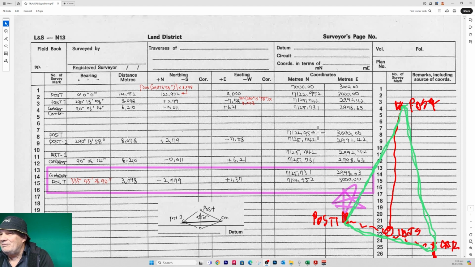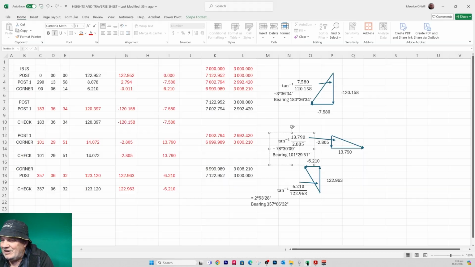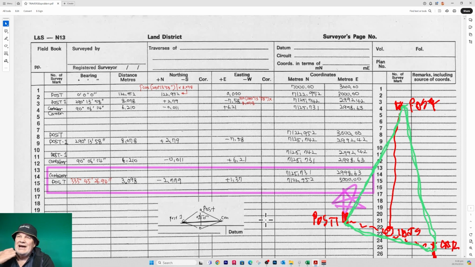Then we've got some little issues down here with what to do. So that's the situation, and I'll put it in. So that's post 1 and corner. I've been working with an Excel traverse sheet. These students, I might add, have not been introduced to software yet. We're just doing this to get an understanding of it.